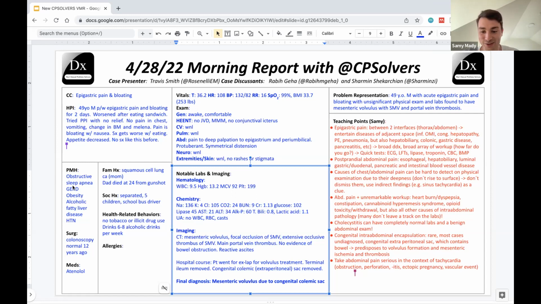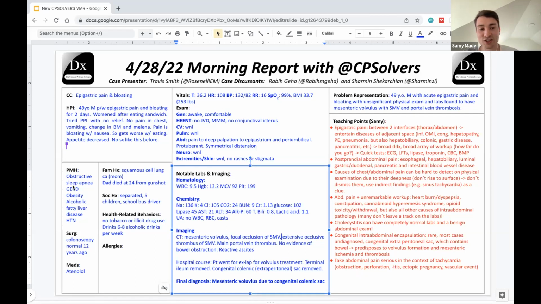Then we had this interesting diagnosis of congenital intra-abdominal encapsulation, which is very rare, and most cases go undiagnosed. It predisposes to volvulus formation, mesenteric ischemia, and thrombosis.